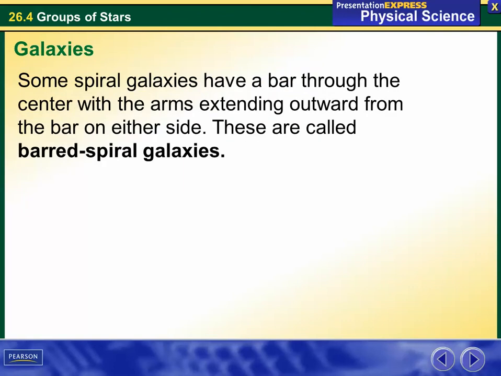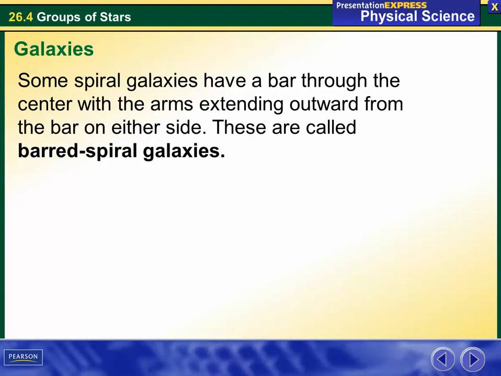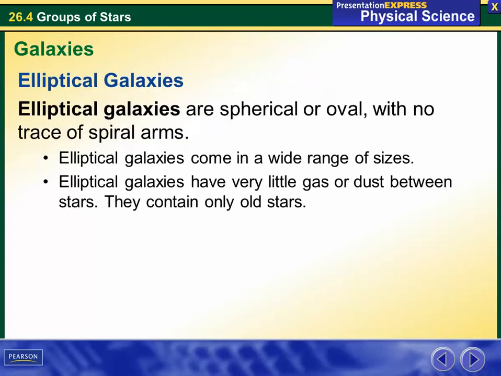Then there are some spiral galaxies that have a bar through the center with arms extending outward from the bar on either side, and these are called barred spiral galaxies. So if you have a bar going through you and you still have that spiral shape, you're known as a barred spiral galaxy. There are going to be pictures of all of these in a moment, so we can explain a little bit more when we see them.